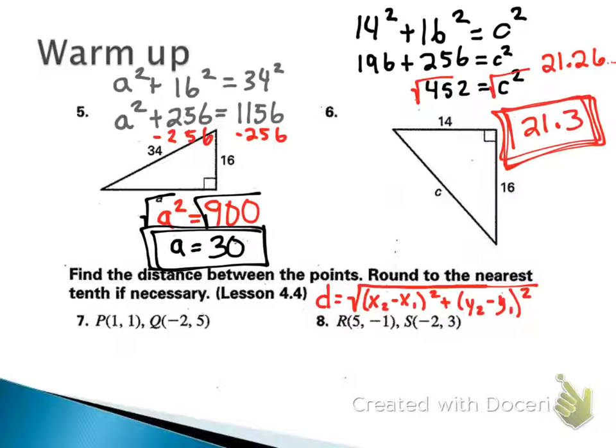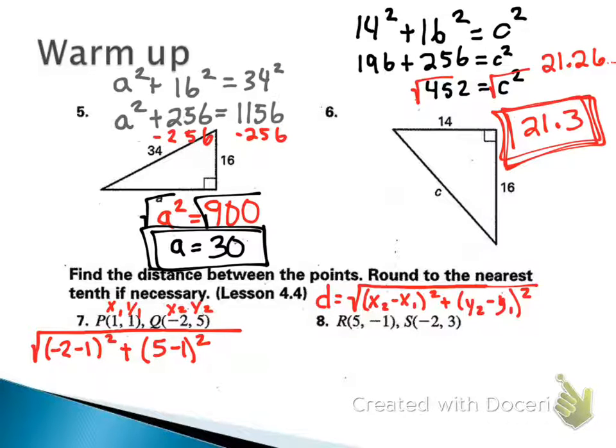Easiest way to start this is to label them x1, y1, x2, y2. So I'll set up 7 and then we can set up 8 together. So 7, we will have -2 minus 1, those are your x's, square it, plus my y's, so 5 minus 1, square it.